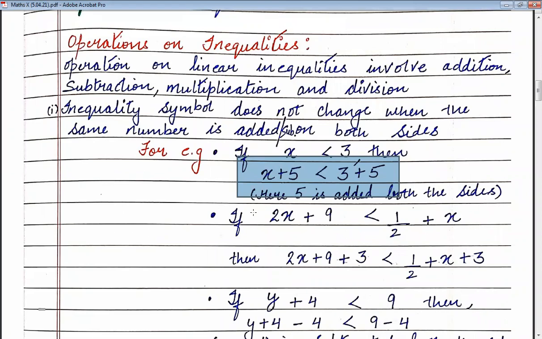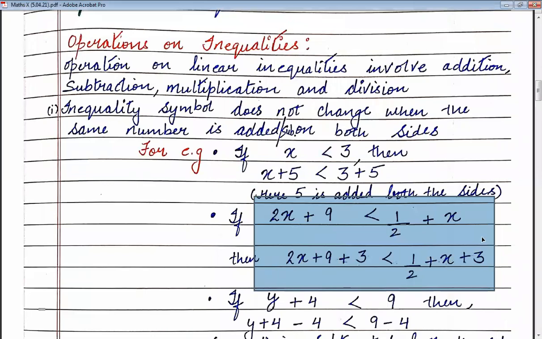Now have a look on the second one. It is 2x plus 9 less than 1 upon 2 plus x. Now children, if you add any number on both sides, your inequality remains the same.